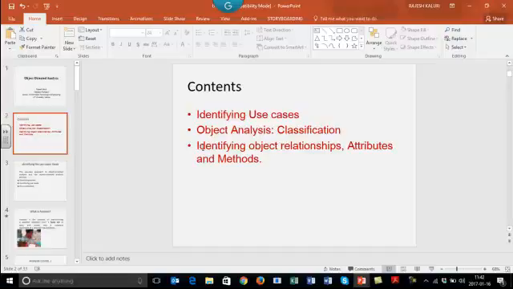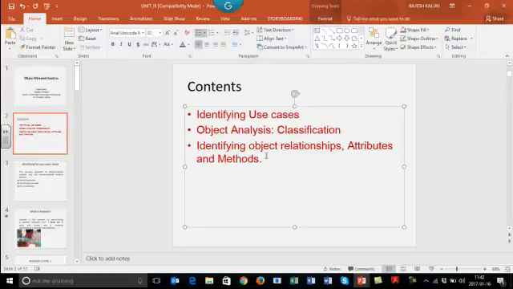So what this particular point is: after identifying a set of objects, we need to identify the relationships for the same objects. So we'll see in detail classification, and how the objects can be related with one another, in our coming slides.